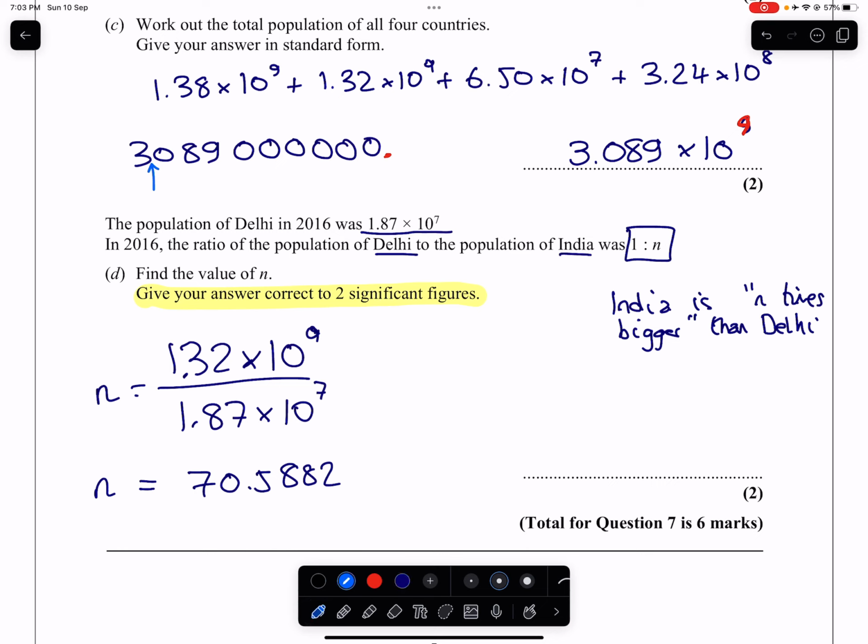So the rounding here, this is the first significant figure, which makes this the second. So the rounding, which is 2 significant figures, basically ends up being rounded to the nearest whole number in this case. That 5 there, then makes this 70 a 71. Done.